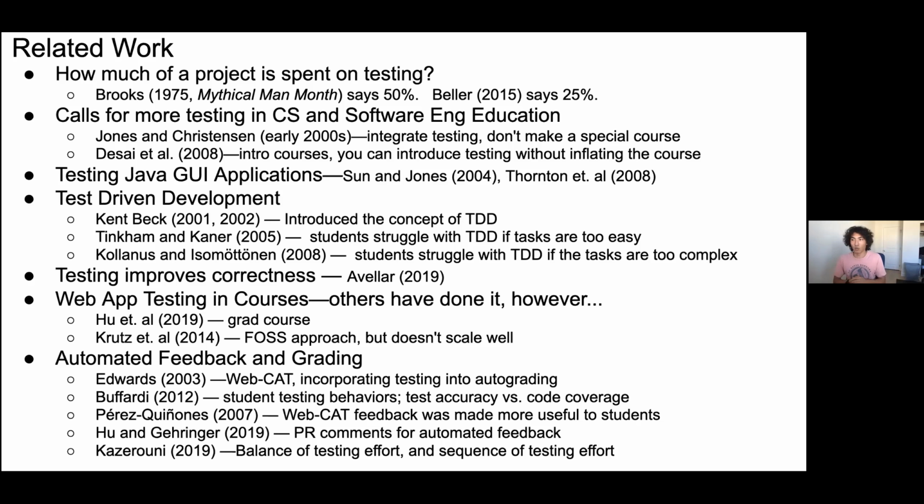Worth noting is that we have evidence that testing indeed improves correctness from Avalar in 2019. While certainly not the only paper, this paper serves as a good aggregation of other papers that support this claim.